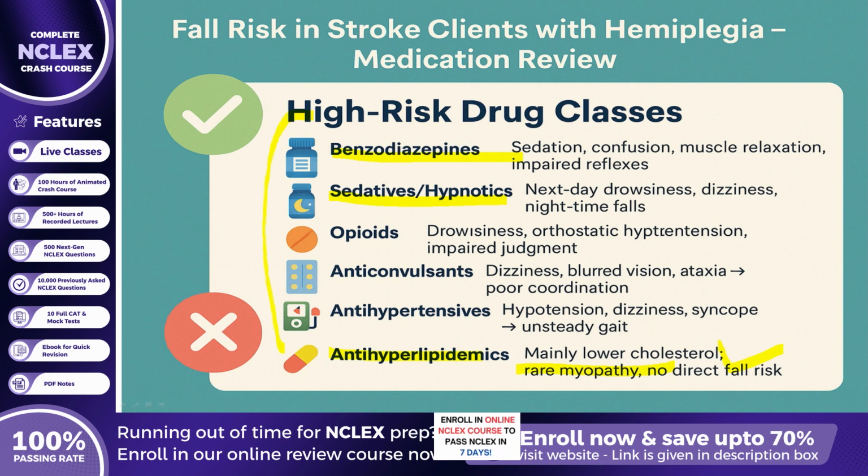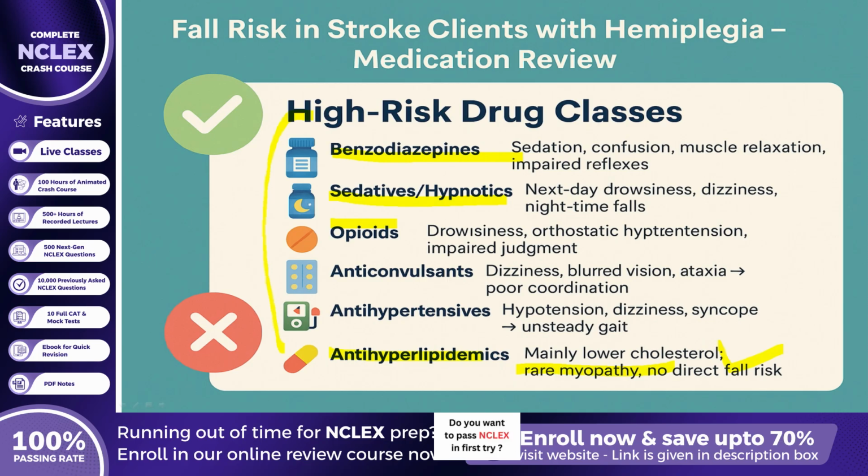Turning our attention to option 4, opioids, this too is correct. Medications like morphine or oxycodone are effective for pain, but bring along side effects such as drowsiness, dizziness, and orthostatic hypotension. They may also blunt protective reflexes and impair judgment.